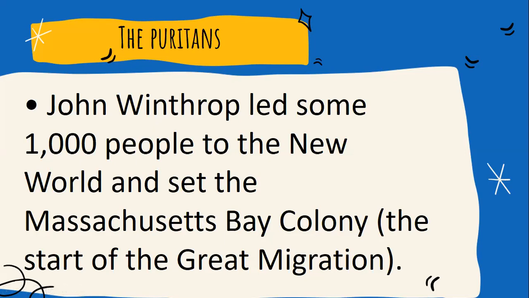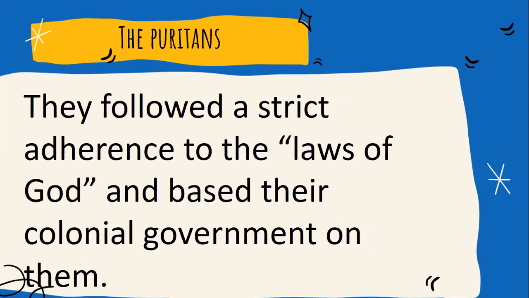And what is considered a true Bostonian is basically a person whose family roots or previous relatives were part of this group. So that's considered a true Bostonian: all their relatives and previous ancestors lived there. If you ever heard about the true Bostonian, that's the concept, that's the definition. Basically they followed a strict adherence to the laws of God, and the base of the colonial government was these laws, the laws of God.